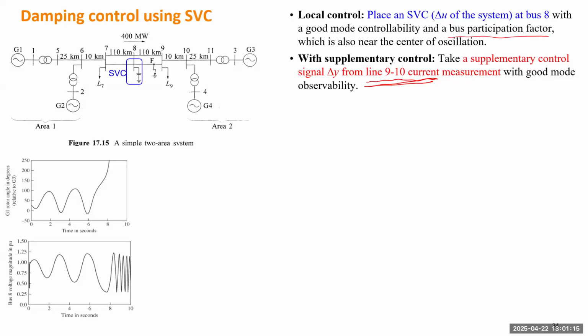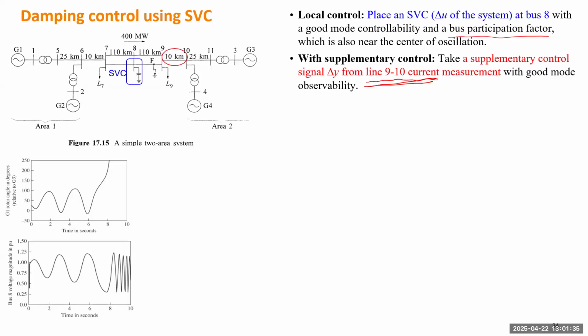So we can collect data from that current and give the data to the SVC as input signal. Definitely we can design the feedback control system, which can change the eigenvalue for this oscillation mode to any frequency or damping we desire.